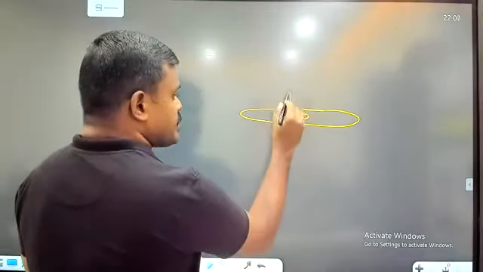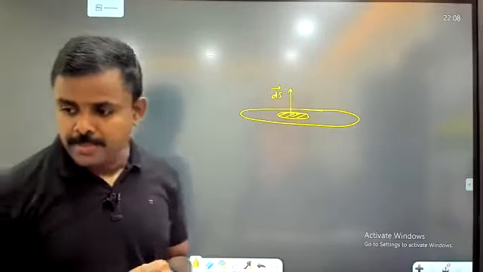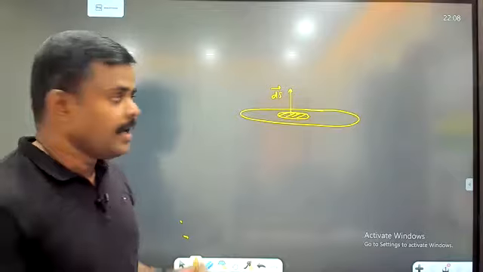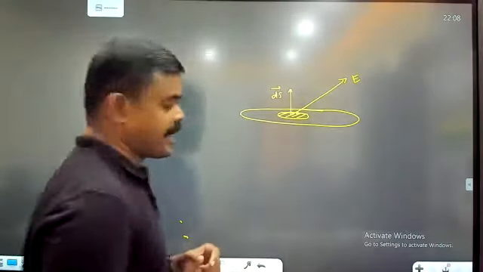And the area vector is drawn how? Area vector is always drawn perpendicular to the surface. Perpendicular to the surface. Okay. So that is how you draw the area vector. And this is the direction of electric field. Just imagine electric field is penetrating in this direction.